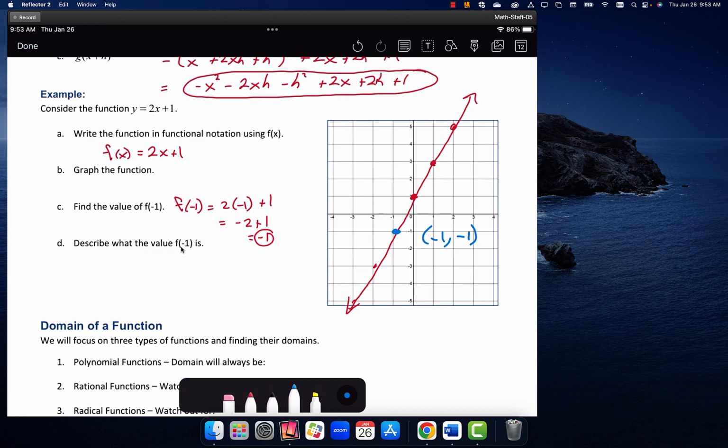So describe what that means. It means you're looking at a coordinate on the screen. So if I gave you an alternate point, for example, this one, that is the coordinate 1, 3. If you know that, we could also say that f evaluated at 1 is 3. When you plug in 1 for x, the equation or the function will return the y value of 3.